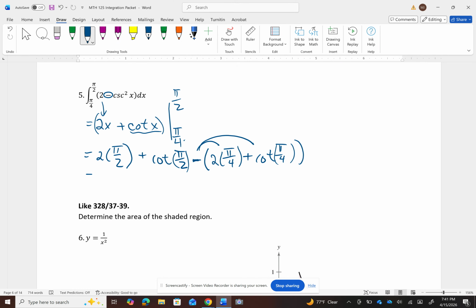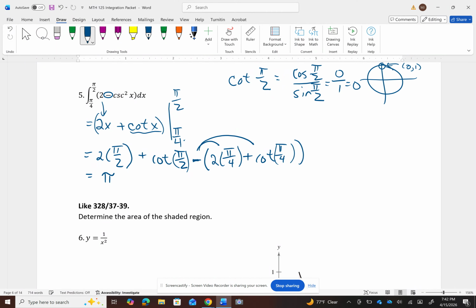So to start with, I can see where I get a pi. Now for cotangent, I'm just going to think about cotangent of pi over 2 for a minute. I know it's cosine of pi over 2 over sine of pi over 2. So if I think about the unit circle, I'm up here. I'm up here, and the coordinates of that point would be 0, 1. So the value of cotangent there would be 0. So that would be plus 0.